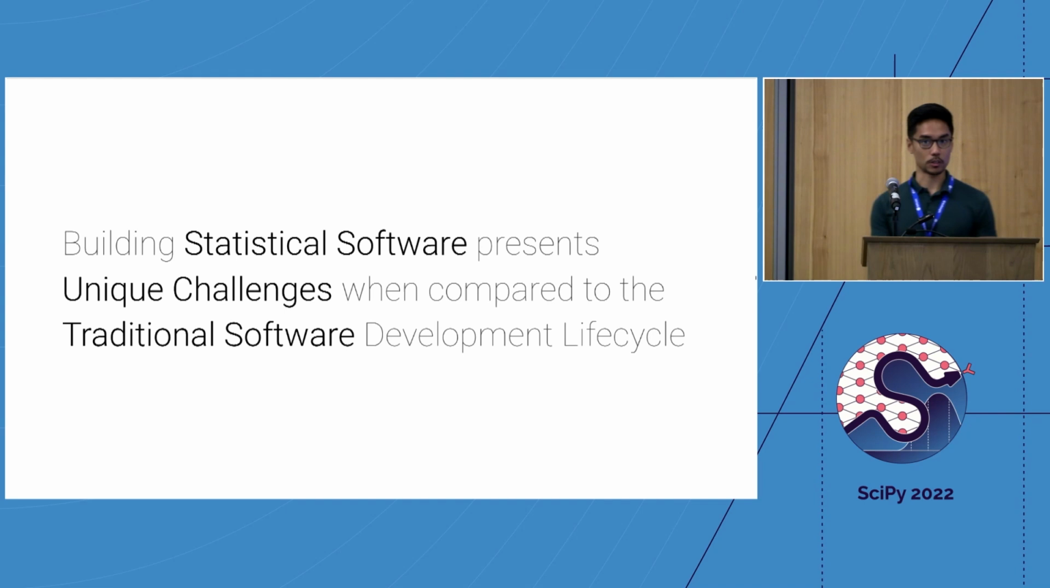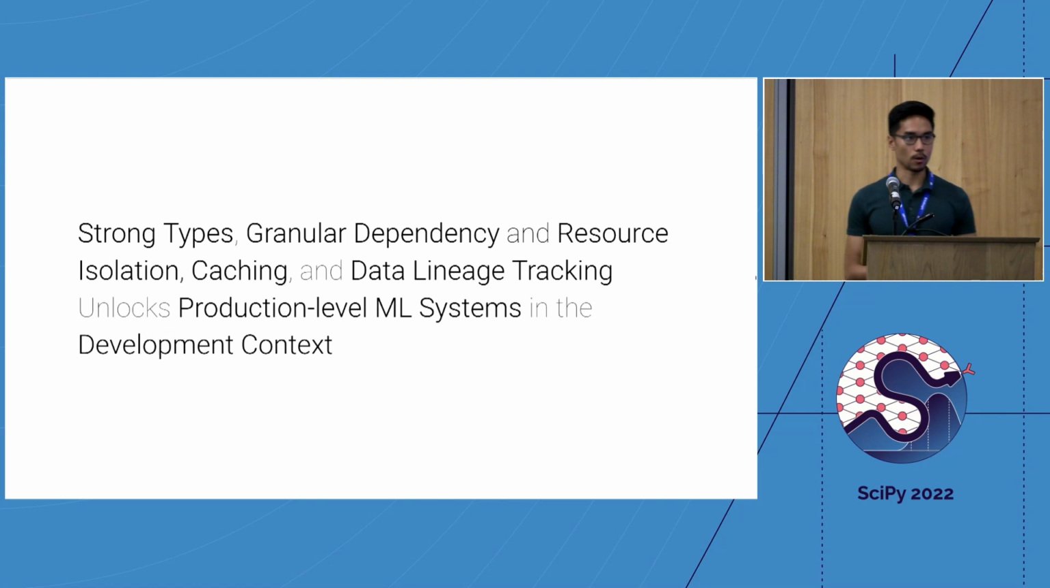the corollary to this statement is that I wanna propose that strong types, granular dependency and resource isolation, caching, and data lineage tracking unlocks production level machine learning systems, both in production, but especially in development context. And so I'm gonna unpack a lot of these, and again, maybe these aren't unique to building machine learning systems, but they help tremendously when you're getting your hands dirty, curating data, maybe labeling it, cleaning it up, building models, debugging those models, et cetera.